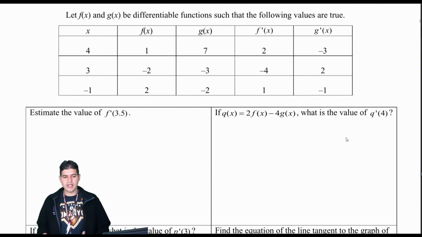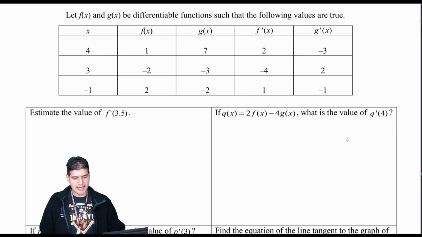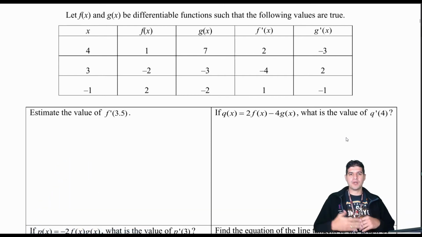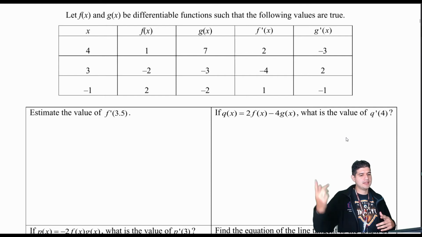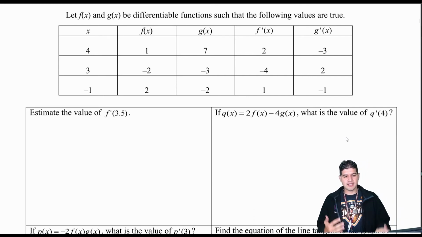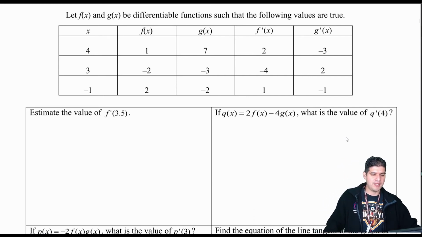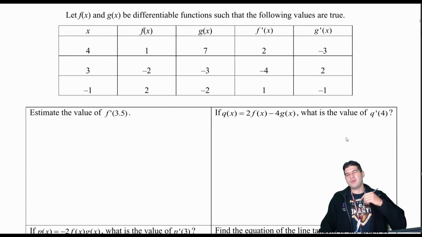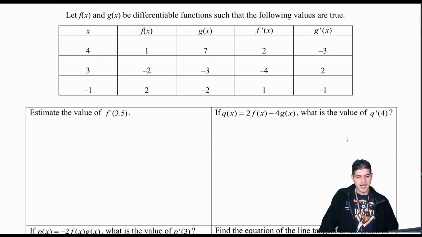Now I want to do some work using tables. Go ahead and examine this table a little bit. We want to estimate the value of f prime at 3.5. So we want to estimate the slope. You want to think about the average rate of change.